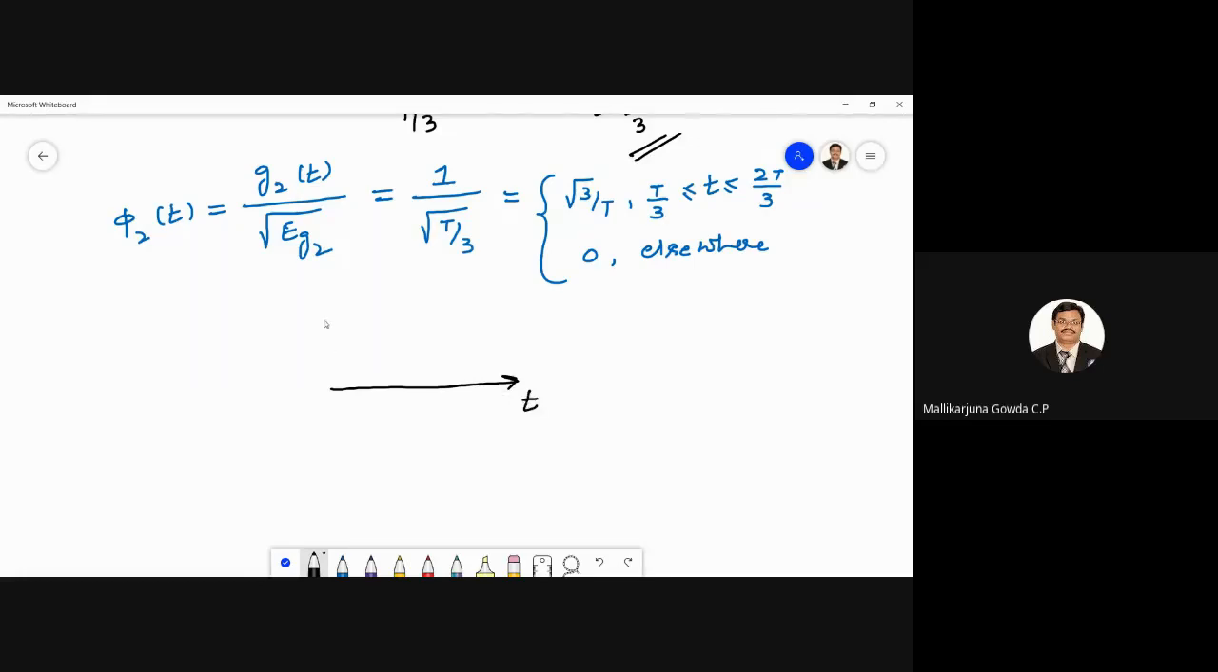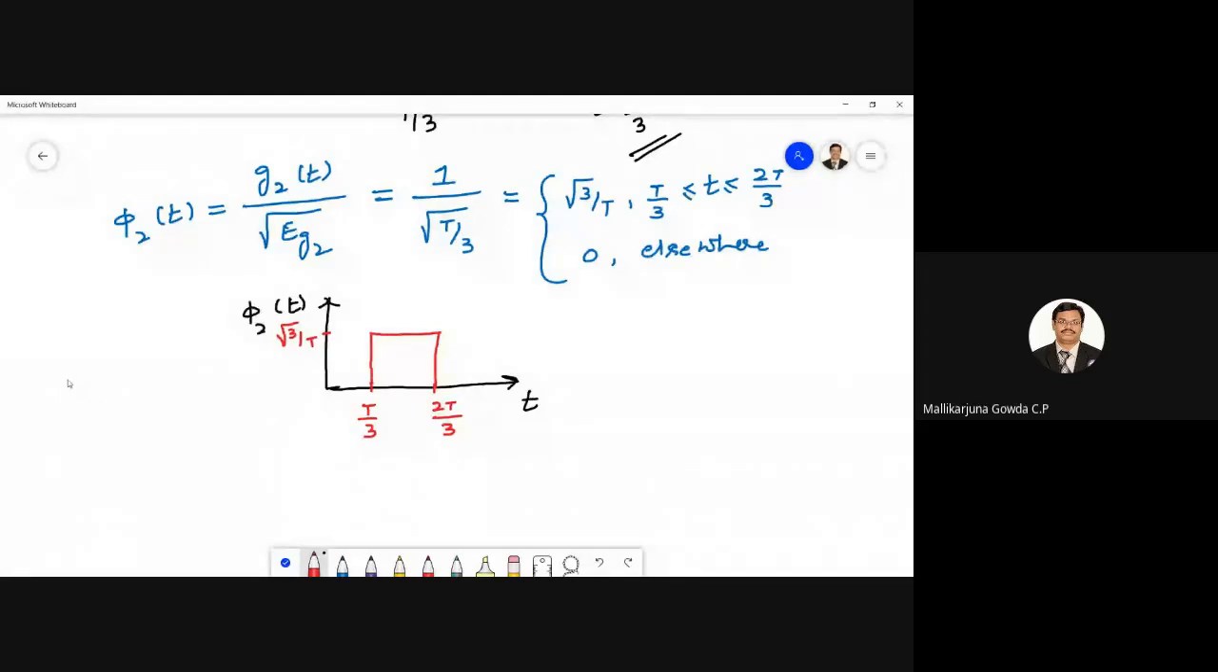So this is time, right? And this is pi 2 of t, right? So it exists from T by 3 to 2T by 3, right? You can write those limits, T by 3 to 2T by 3. So over this interval, the magnitude of the signal is how much? It is root of 3 by T, right? Yes, and its value is root of 3 by T. Okay, this is how I represent pi 2 of t graphically.